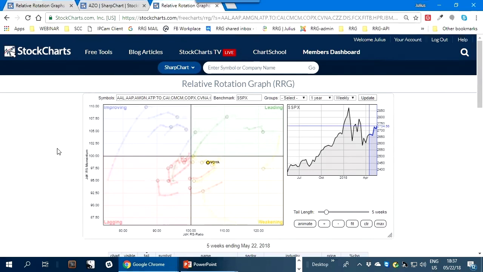AAP, now Voya, nice one. It's still here. It's turning up on the daily. So yes, we're going to look at that. CZZ, no. FITB, same position as on the daily, so potentially interesting. Curavio, no. Cool. What's happening here?